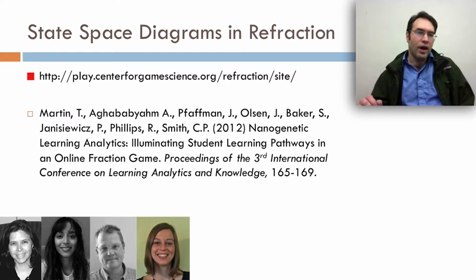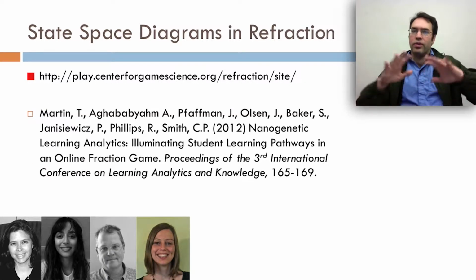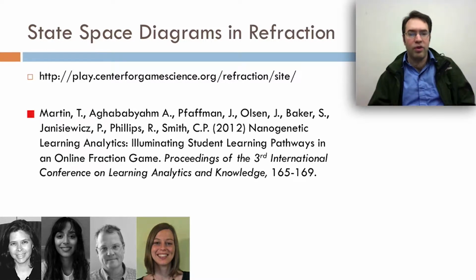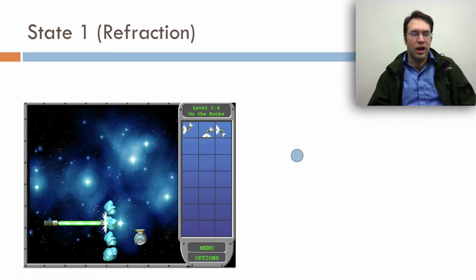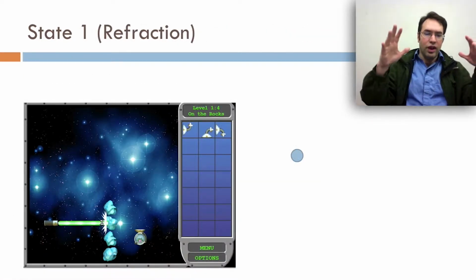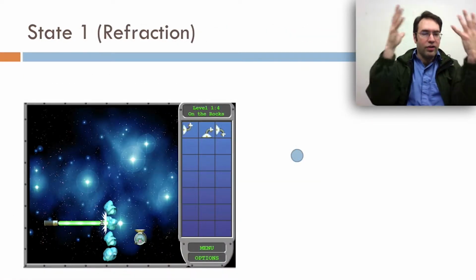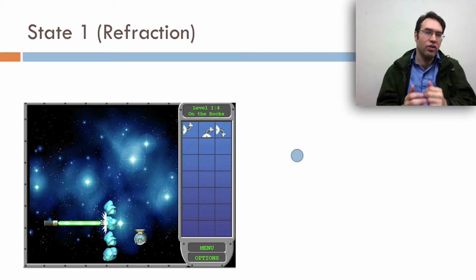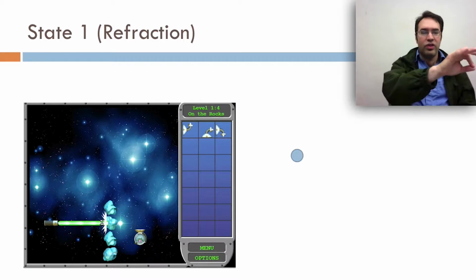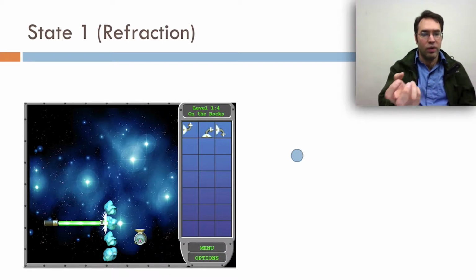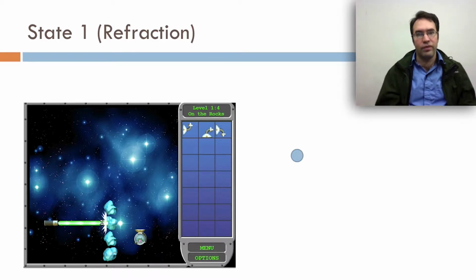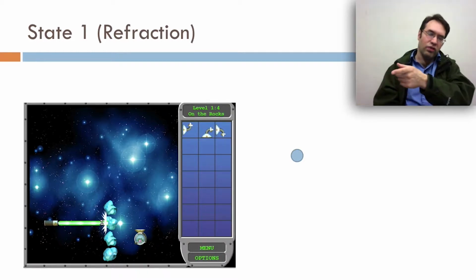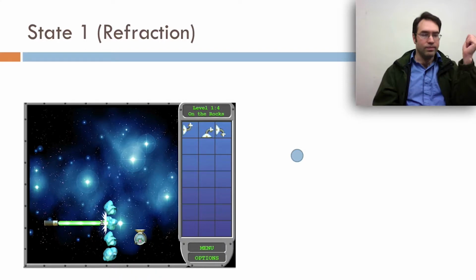Let's talk first about state space diagrams in Refraction, a popular online game played by tens of thousands of kids, and this is work by Taylor Martin and her group. Refraction is a game where you have to divide fractions and you have to place operators. In this level, students are still learning the user interface. You can see the laser is being shot into the rocks, and we actually want to get it into the goal by the side. So this is the initial state, and you can see that little circle off to the side, representing the initial state.